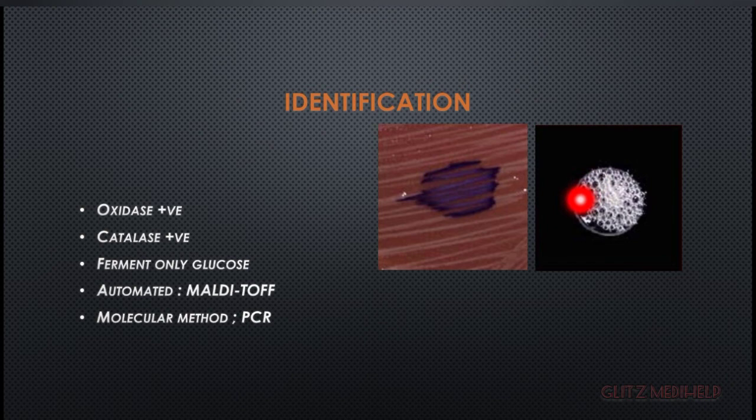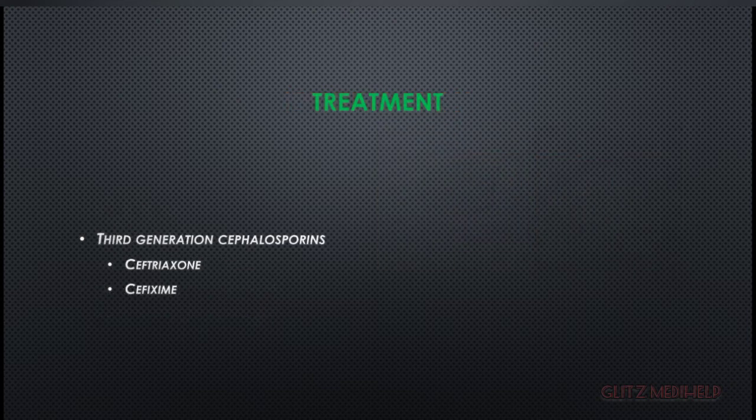How is catalase performed? Usually we mix the hydrogen peroxide and the bacterial colony, and if that particular bacteria produces the catalase enzyme, it will produce effervescence like this. Next, it will ferment only glucose. For the automated method, Maldi-TOF, and molecular method, the nucleic acid amplification test like PCR, can be used. Coming to the treatment, third generation cephalosporins are used.